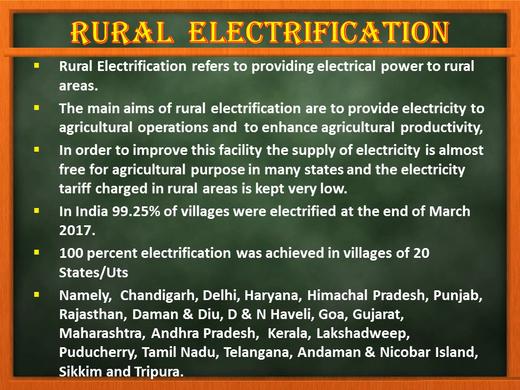100% electrification was achieved in villages of 20 states and union territories. Let us see which those 20 states are. Chandigarh, Delhi, Haryana, Himachal Pradesh, Punjab, Rajasthan, Daman and Diu, Dadra and Nagar Haveli, Goa, Gujarat, Maharashtra, Andhra Pradesh, Kerala, Lakshadweep, Puducherry, Tamil Nadu, Telangana, Andaman and Nicobar Islands, Sikkim and Tripura. In all these states and union territories, 100% electrification was achieved in both the towns as well as the villages.